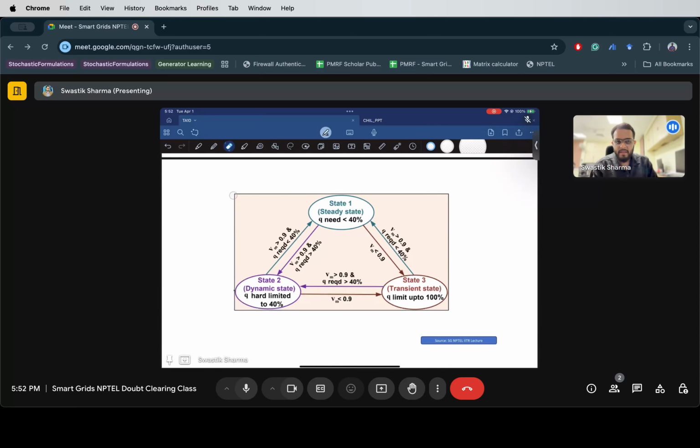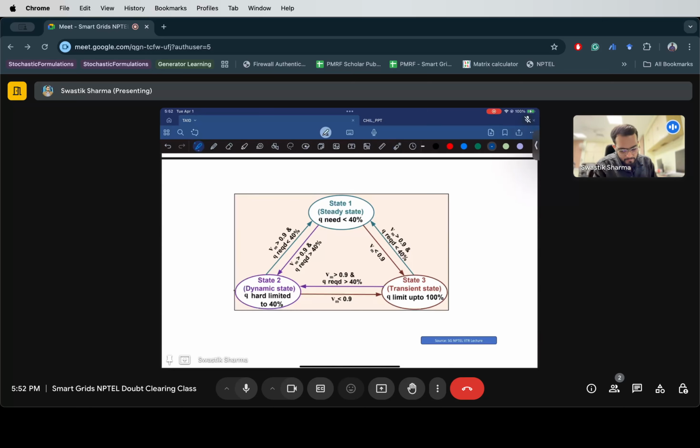So Q required has become greater than 40%. Since the requirement has increased, if we increase reactive power as well, what will happen? The voltage will inflate, it will increase further, right? So what we do is we hard limit the Q across all devices to 40%. That means you won't get more than 40%, that's for sure. This is called a dynamic state. Mostly you will find your system in the dynamic state only, right?